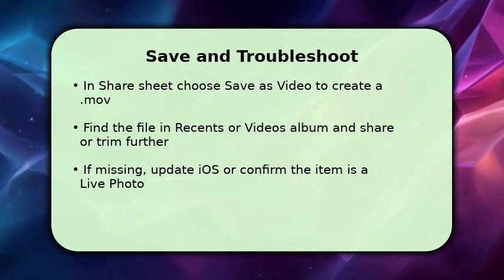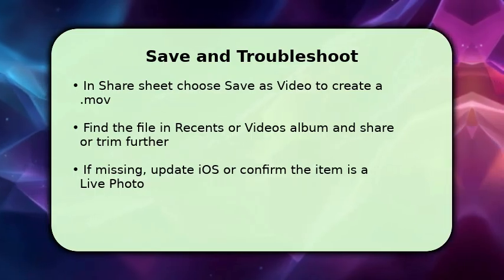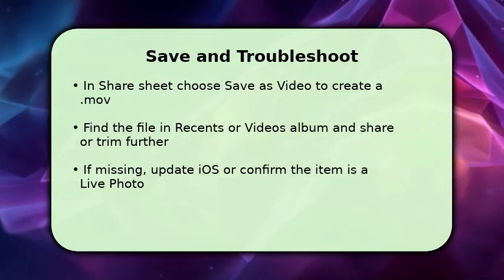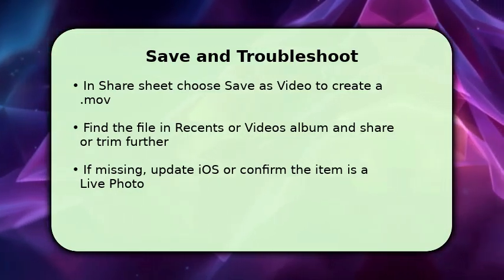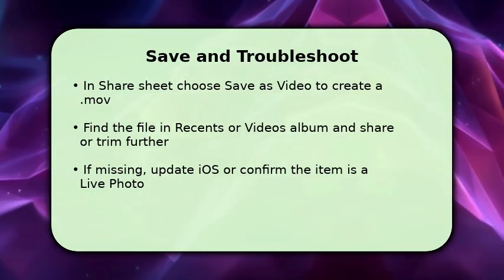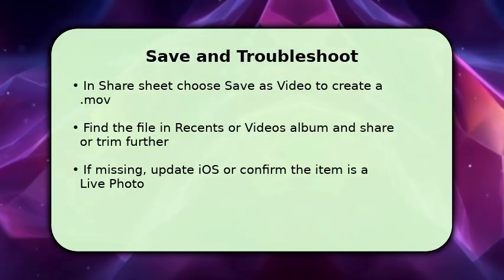Once saved, open Recents or Videos to play, trim further, or share via messages, mail, or social apps. If Save as Video is missing, make sure your device is running a recent iOS and that the image is truly a live photo. Otherwise, use a third-party app. If the exported clip has no sound, check your original live photo recording or mute.